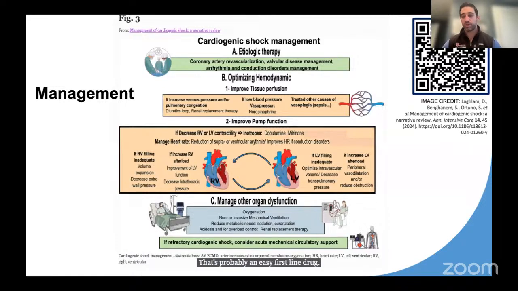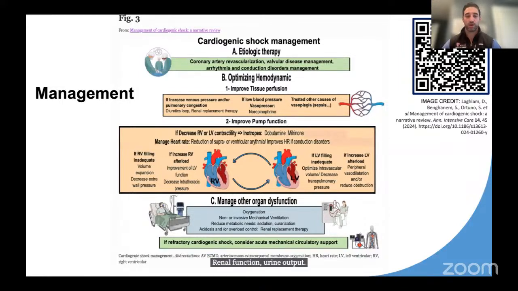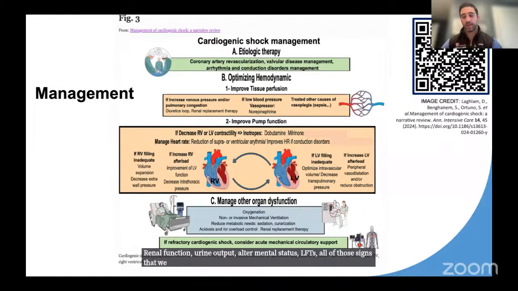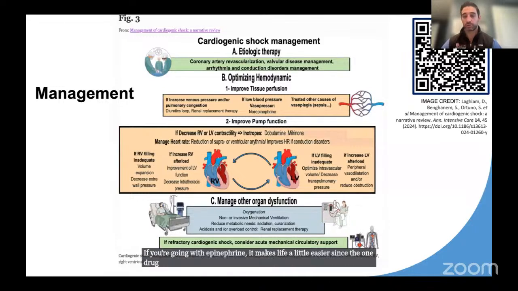And then once you've done those, if there's still evidence of hypoperfusion, things like the lactate and the cool extremities and the poor cap refill, renal function, urine output, altered mental status, LFTs, all of those signs that we've already gone over, that's when I reach for the inotrope. If you're going with epinephrine, it makes life a little easier since it's one drug to rule them all, and you'll raise the blood pressure and give yourself an inotrope.